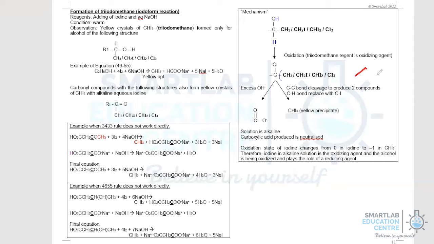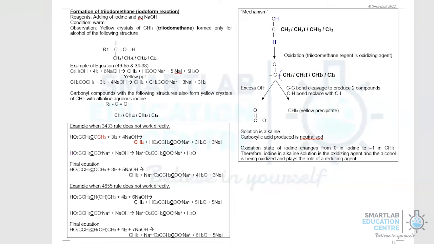Similarly, in the same vein, this structure would have tested positive for the Iodoform test as well, because CHI2 now directly bonds to C double bond O. Finally, with that, let's take a look at equation balancing.